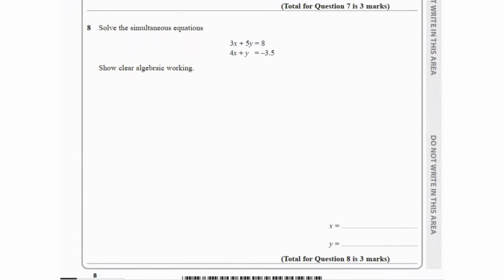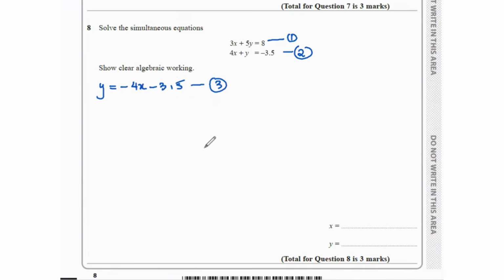Then simultaneous equations. So 3x plus 5y equals 8 and 4x plus y equals negative 3.5. This is our first equation. This is our second equation. To solve this simultaneously, we can use the substitution method. In the second equation, I can make y the subject and we're left with y equals negative 4x minus 3.5. So this is the third equation now. We can substitute this in the first equation.